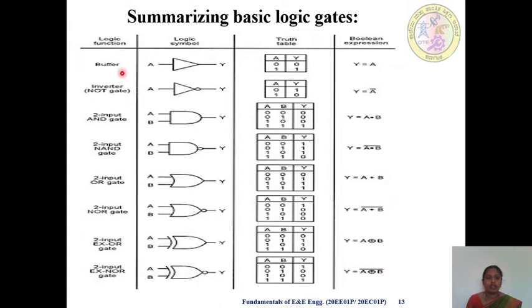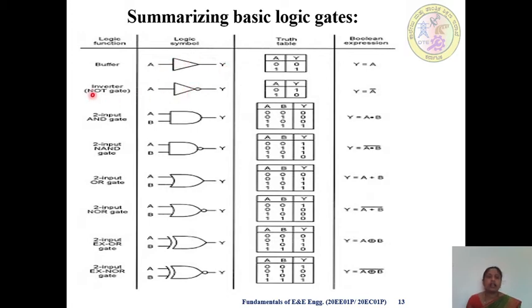Now observe the buffer. This is called a buffer. Here there is no bubble symbol. When A is given as input, Y is the output. Then observe the truth table. When A is 0, Y is 0. When A is 1, Y is 1. So the expression is Y is equal to A. The function of the buffer is that the output follows the input. Whatever you give as the input is the same as the output.